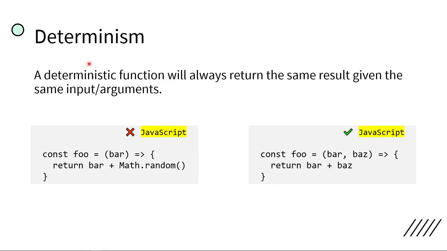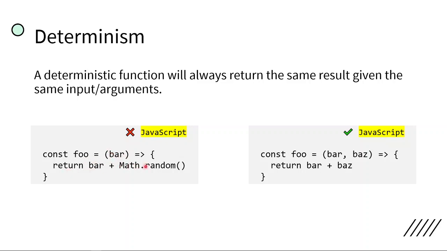Determinism. So a deterministic function will always return the same result given the same input or arguments. So in other words, if nakay function and then nag-pass ka og value ana nga function, every time nga tawagon nimo nga function with the same nga argument, then that function should return also the same nga results.